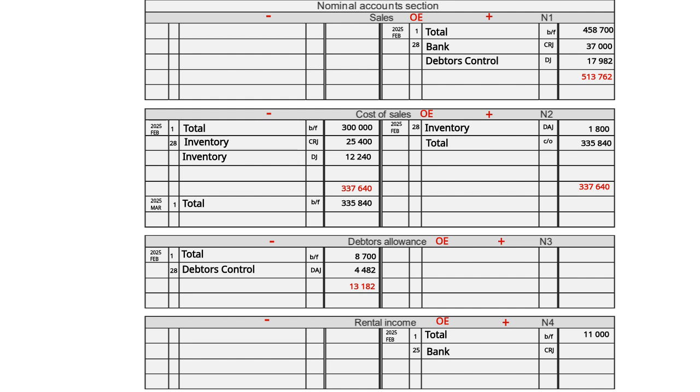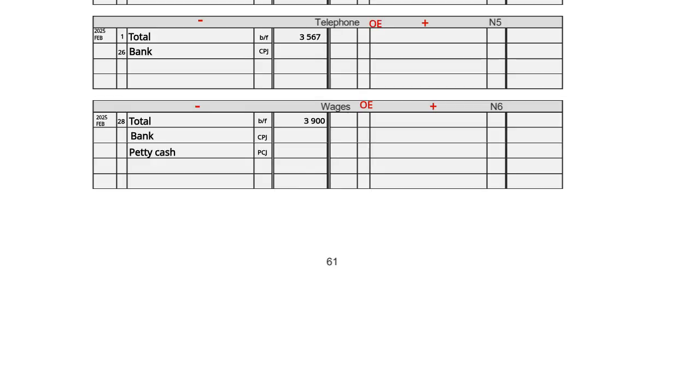And then if you go to your CRJ journal, on the 25th, you had rental income of 3,600 Rand. So your total on the credit side is 14,600. Our next ledger account is telephone. It's an owner's equity minus plus. We already have our opening total on the 1st of 3,567. And then we had an entry on the 26th in our CPJ journal, 1,897. So our total for telephone on the debit side is 5,464.